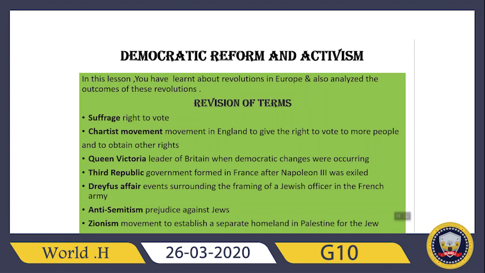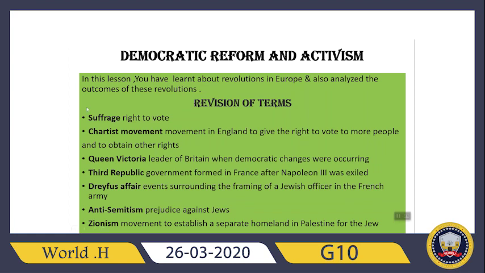So the first lesson I picked up is democratic reform and activism. In this lesson you have learned about the revolutions in Europe and also analyzed the outcome of these revolutions. A few of the terms we will revise will help you understand the topic more. The first term we covered in the lesson was suffrage. Suffrage basically means the right to vote. In Europe there were some revolutions and the parliament passed a law that gave suffrage, the right to vote, to many in the middle class.